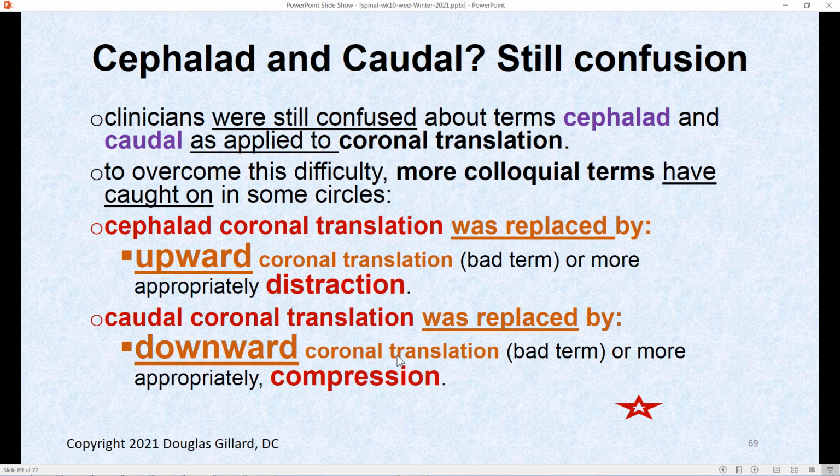What about caudal? Still confusion. Some modern biomechanists don't like the words cephalad and caudal, so they still get confused, and clinicians get confused when it's applied to coronal translation. And so now they use some more colloquial terms like upward. So upward coronal translation or upward axial translation instead of cephalad. Those are still AKAs because they mean up. And now they use downward coronal translation, which is of course compression, or downward axial translation. Right? So those you have to know.